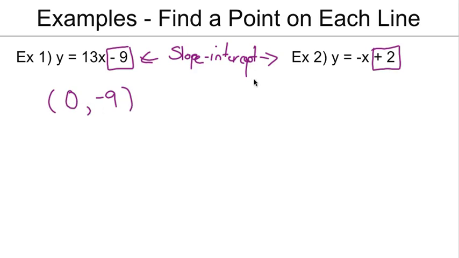Likewise, over here, we know that 2 is the y-intercept, and at the y-intercept, x is 0, and then the y value is just 2, read directly out of the equation. So if we have slope-intercept form, very, very straightforward to find that point.